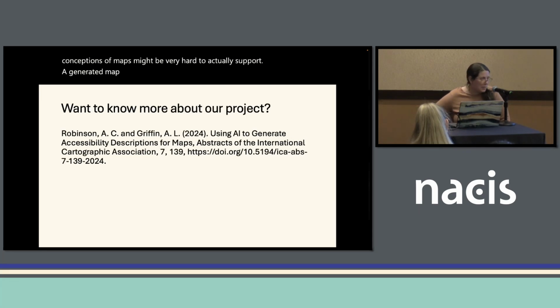So if you want to know more about our project, we do have one short published paper that goes into some of the empirical analysis we've done looking at other different types of maps. It's open access. You can just Google for it and get it.